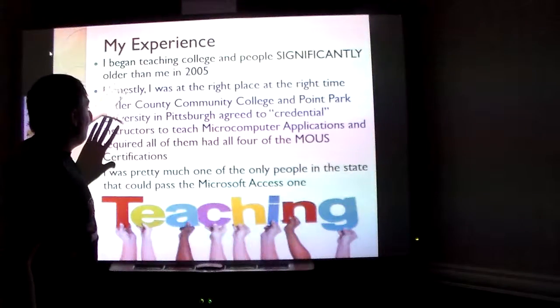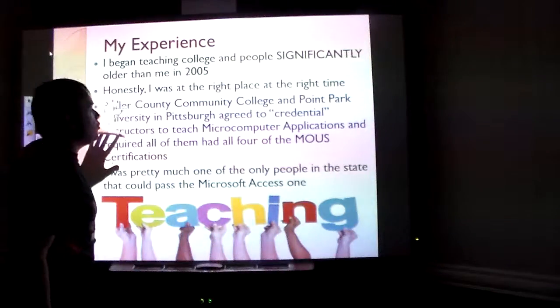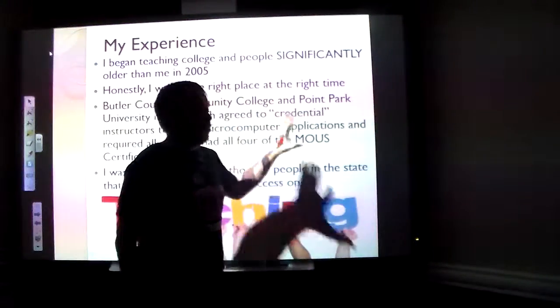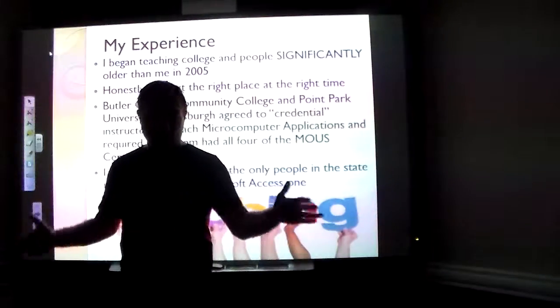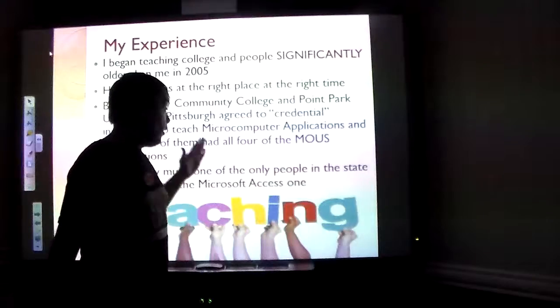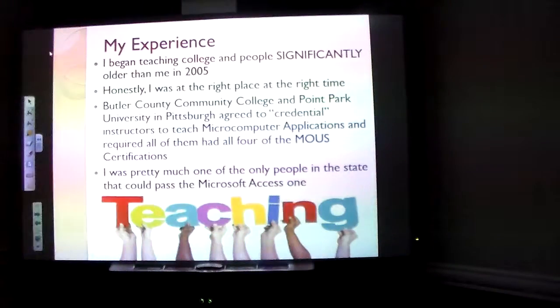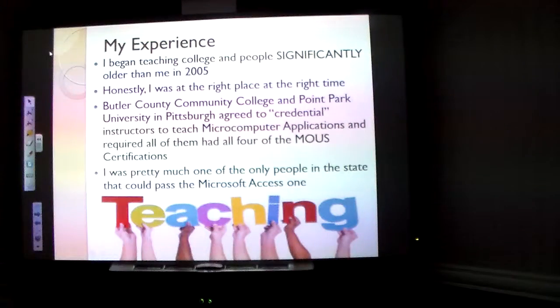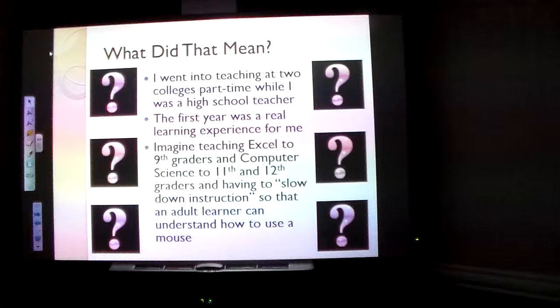So when people were credentialing them, they were credentialing people to teach microcomputer applications and to teach Access and PowerPoint and Word and Excel. So I had the credential that not a lot of people had, so I got my foot in the door because I had all of them, and I was able to do this job. And it got me teaching college sooner than a lot of other people did. So I was teaching at a community college and I was teaching at a university part-time while I was a high school teacher. And it was a learning experience for me.